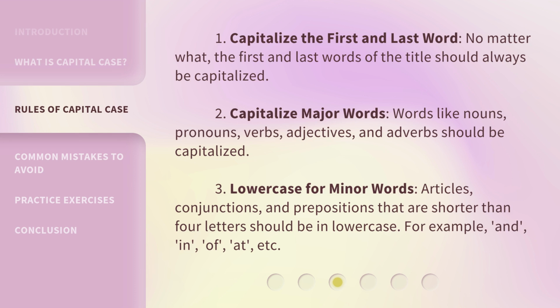3. Lowercase for minor words. Articles, conjunctions, and prepositions that are shorter than 4 letters should be in lowercase. For example, and, in, of, at, etc.